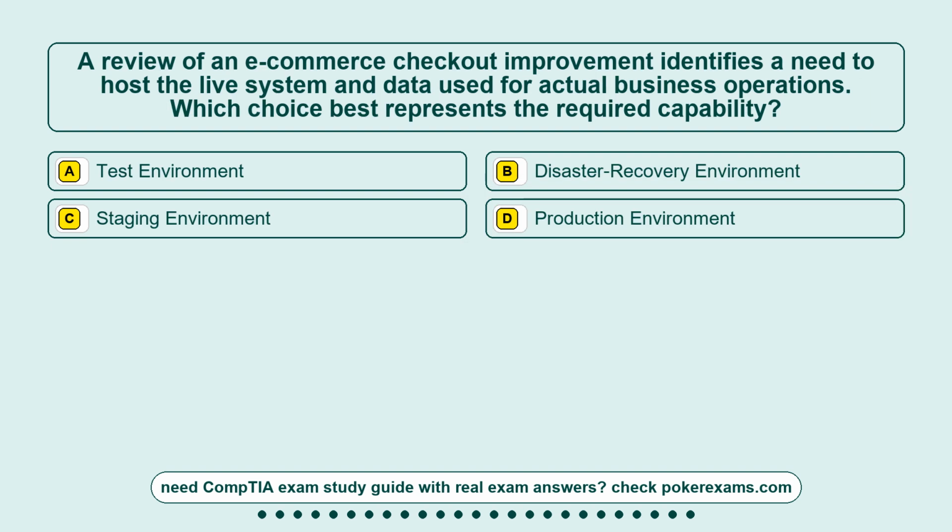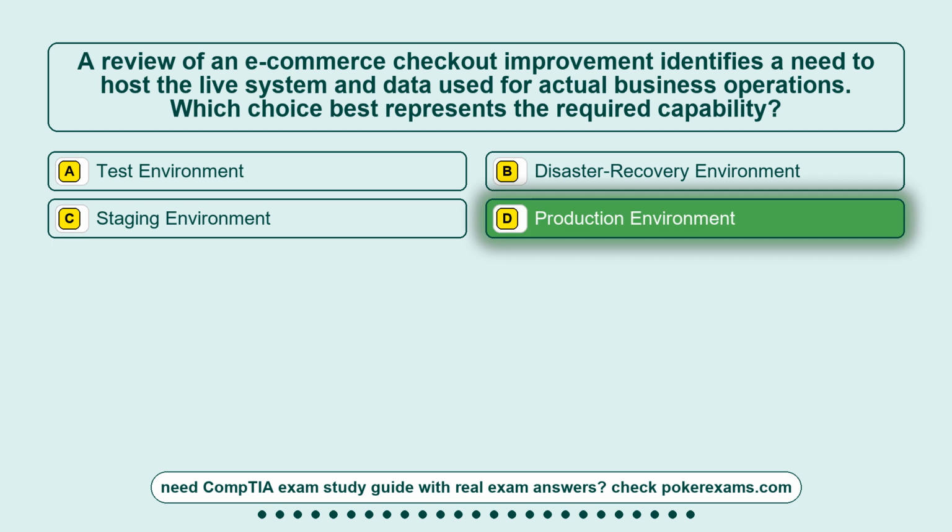Question 23. A review of an e-commerce checkout improvement identifies a need to host the live system and data used for actual business operations. Which choice best represents the required capability? Option A, test environment. Option B, disaster-recovery environment. Option C, staging environment. Option D, production environment. The correct answer is option D, production environment.